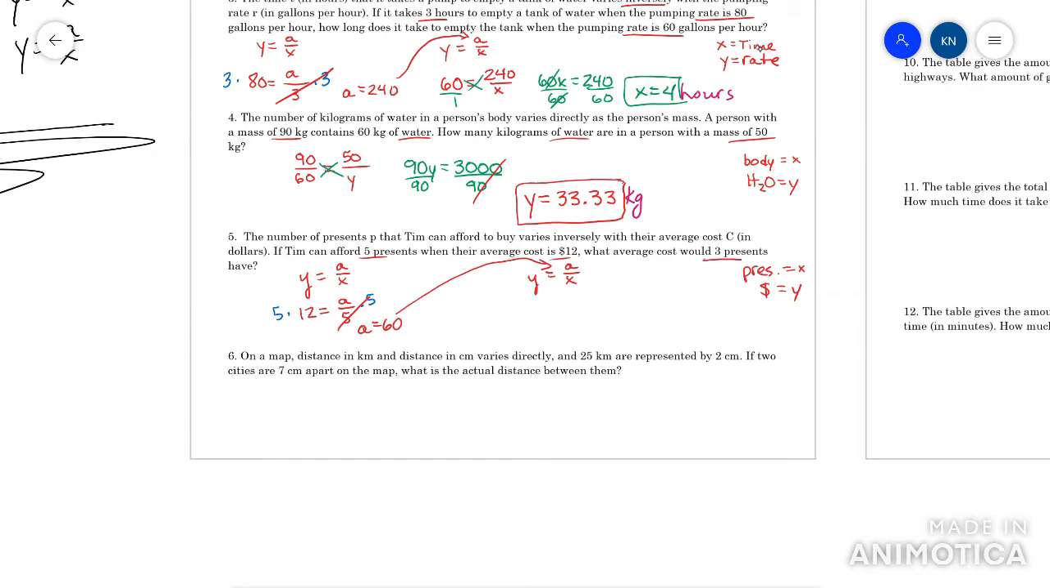And it goes right into the second equation. And they give me also 3 presents for the next one. That's an x. So y equals 60 over 3. 60 divided by 3 is 20. And we were talking about cost, so $20. All right, next up.